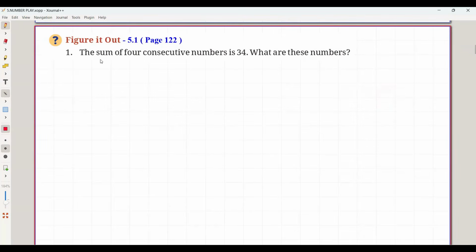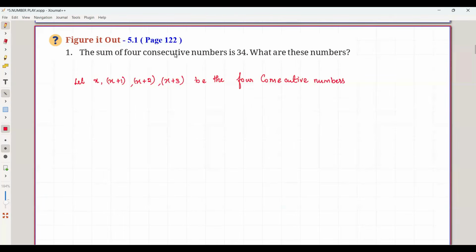Okay, so I can just choose the 4 consecutive numbers. So let x plus 1, x plus 2 and x plus 3. Okay, so 1, 2, 3, 4 numbers. Let x, x plus 1, x plus 2, x plus 3 be the 4 consecutive numbers.